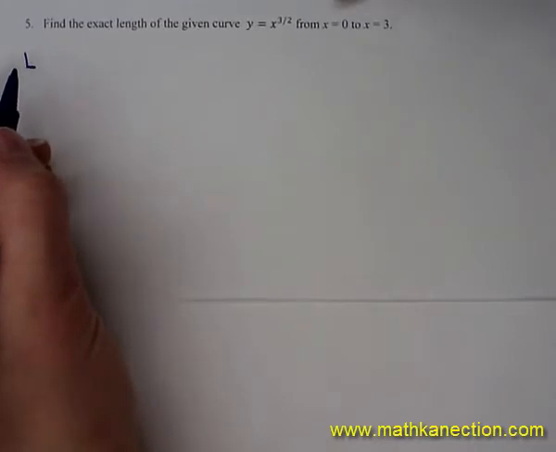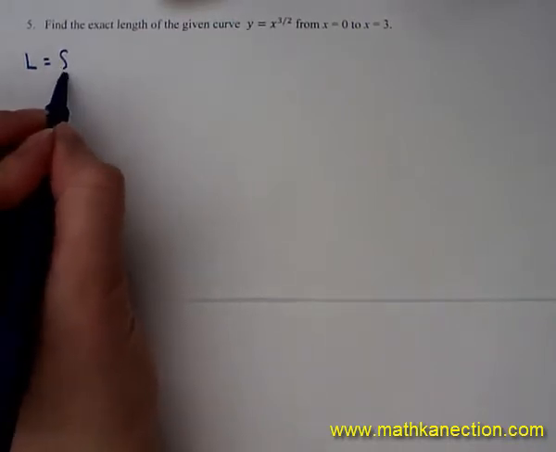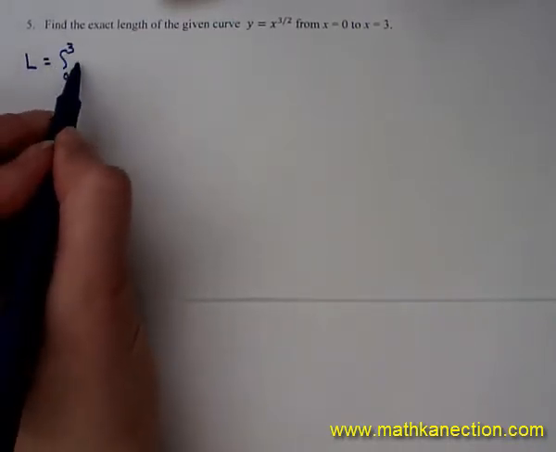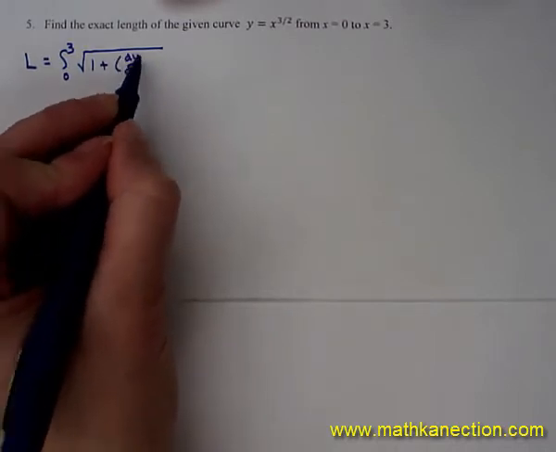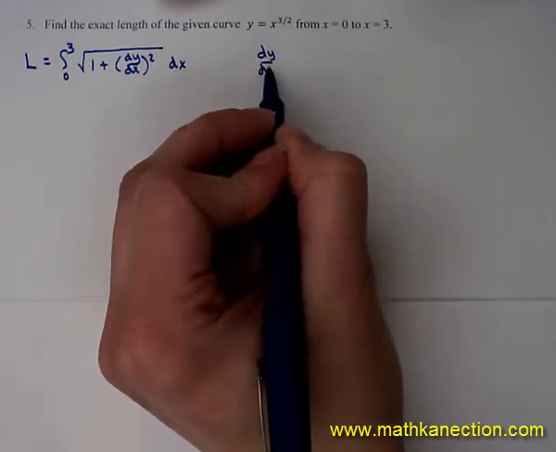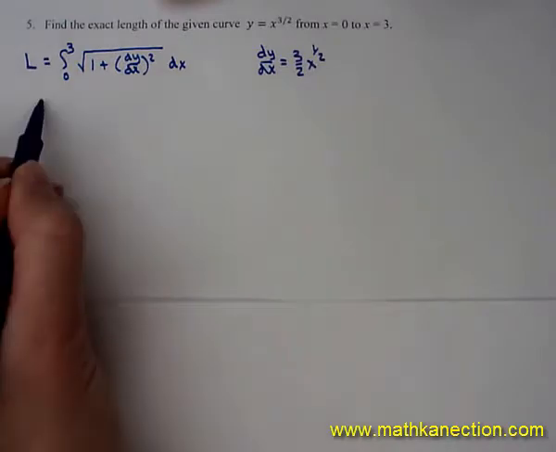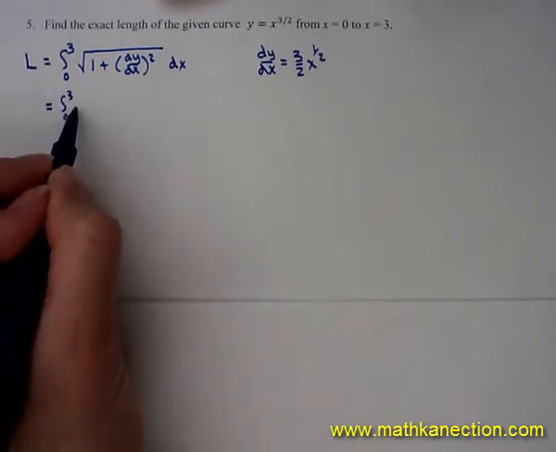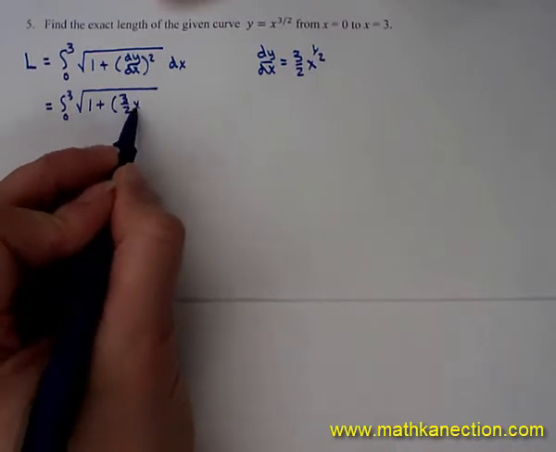We want to find the length of the curve from 0 to 3. So we get the integral from 0 to 3 of the square root of 1 plus dy/dx quantity squared. So we need to get dy/dx. Taking the derivative of y with respect to x is 3/2 x to the 1/2. So the length of the curve is the integral from 0 to 3 of the square root of 1 plus 3/2 x to the 1/2 quantity squared.